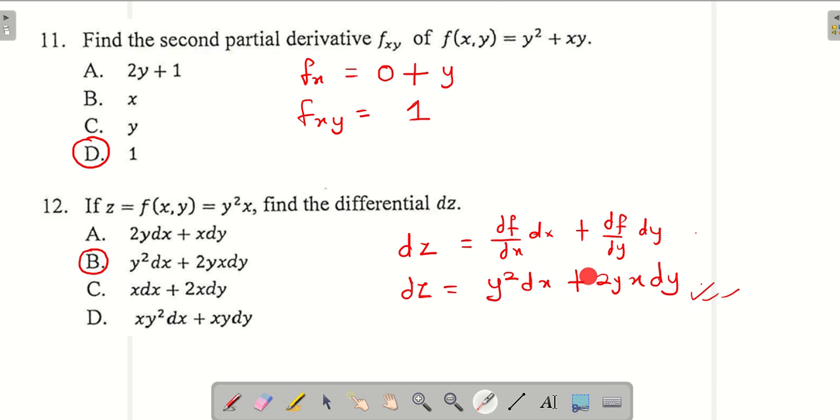Plus, now differentiating with respect to y, we treat the x as a constant. Then we differentiate y squared. When you differentiate y squared, you get 2y. Then it will multiply the x to be 2yx. Then you multiply it by the dy here. So that becomes the solution. That is B.